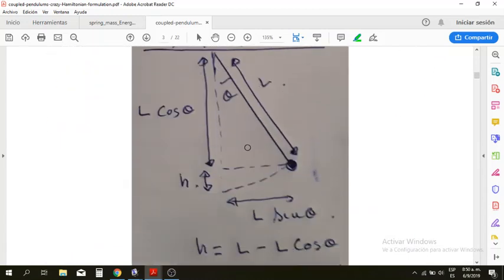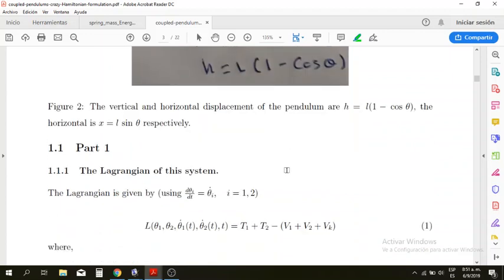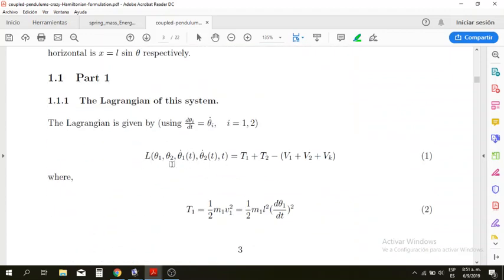This is a sketch of the vertical change in the height of the pendulum. The Lagrangian of the system is defined in terms of the generalized coordinates θ1, θ2, θ1 dot, θ2 dot, and time, and is equal to the total kinetic energy minus the total potential energy.